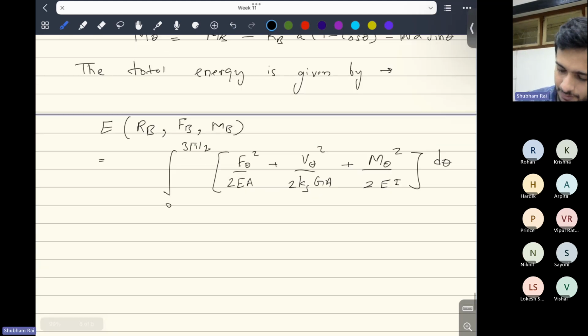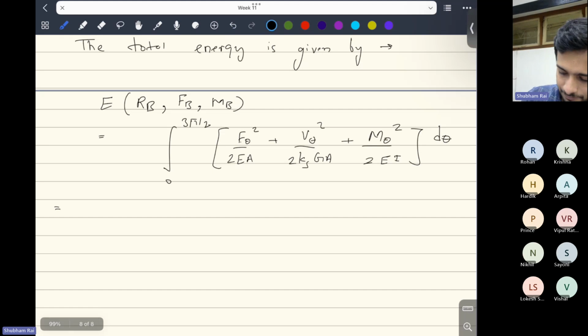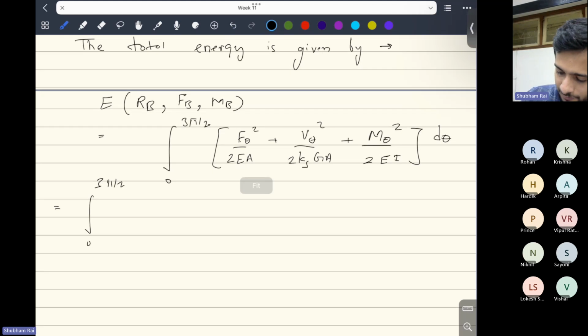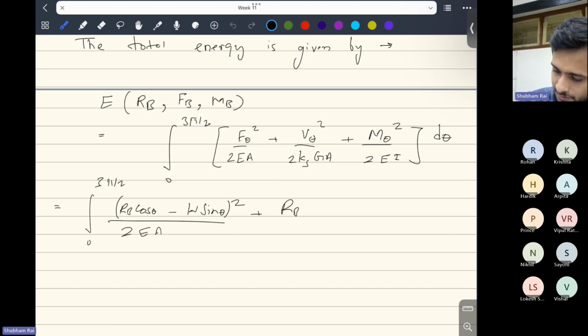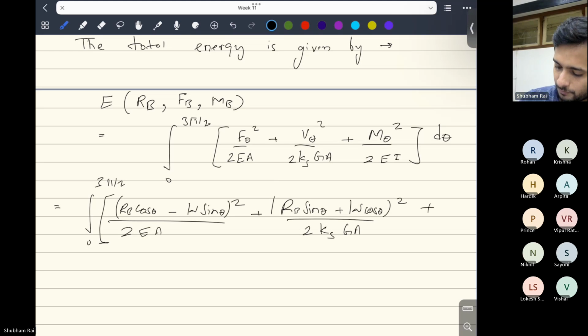And this will be d theta, right? And if you now put all the expressions, so finally, you have 0 to 3 pi by 2. And if you put f theta, so f theta was (rb cos theta minus w sin theta) to the whole square over 2EA. And if you put v theta, so v theta was rb sin theta plus w cos theta over 2 into shear correction factor into g into a, and this will be square, plus energy due to this m theta.